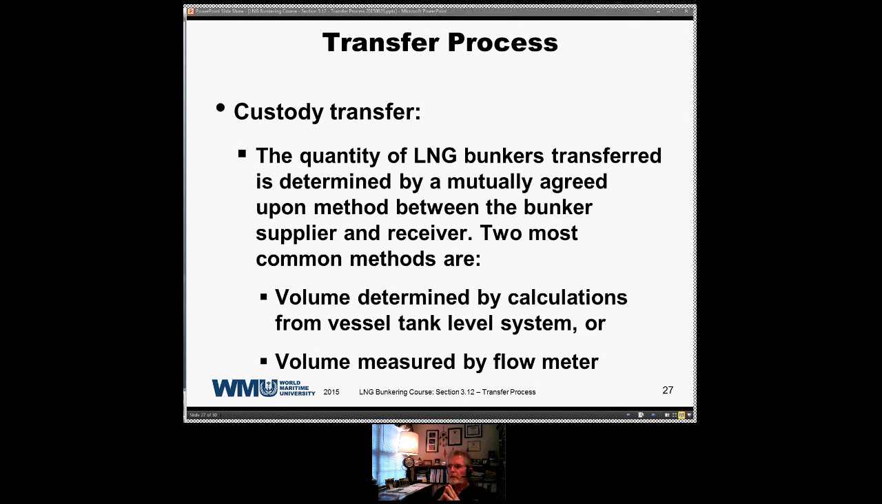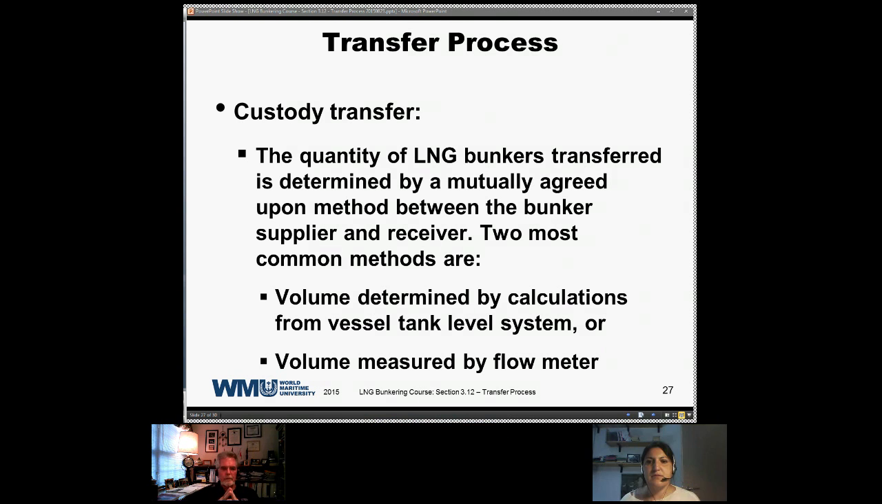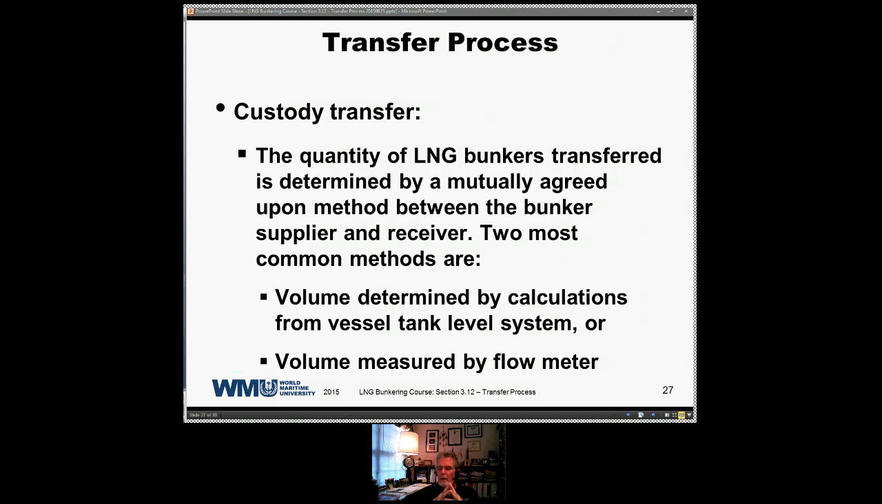So we're going to do the custody transfer with the gauging equipment, where the quantity of LNG bunkers transferred is determined by a mutually agreed upon method between the bunker supplier and receiver. And the two most common methods that we've gone over is the volume determined by calculations from the vessel tank level system, and it also can be done by flow meter.